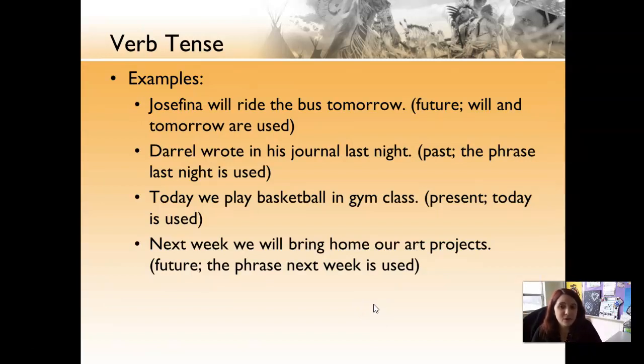So let's do some examples. Josefina will ride the bus tomorrow. This is in the future. Will and tomorrow are our clues to show that it's in the future. Daryl wrote in his journal last night. Well, this is in the past, and last night and wrote show that it was in the past.